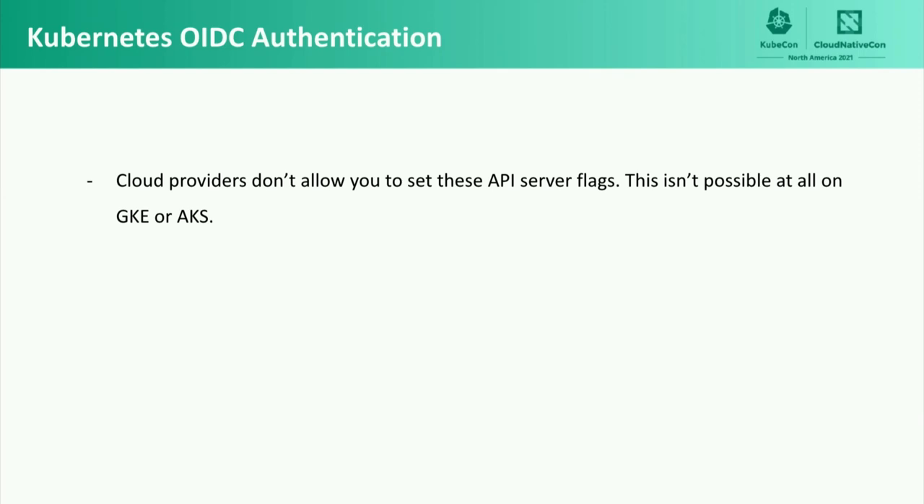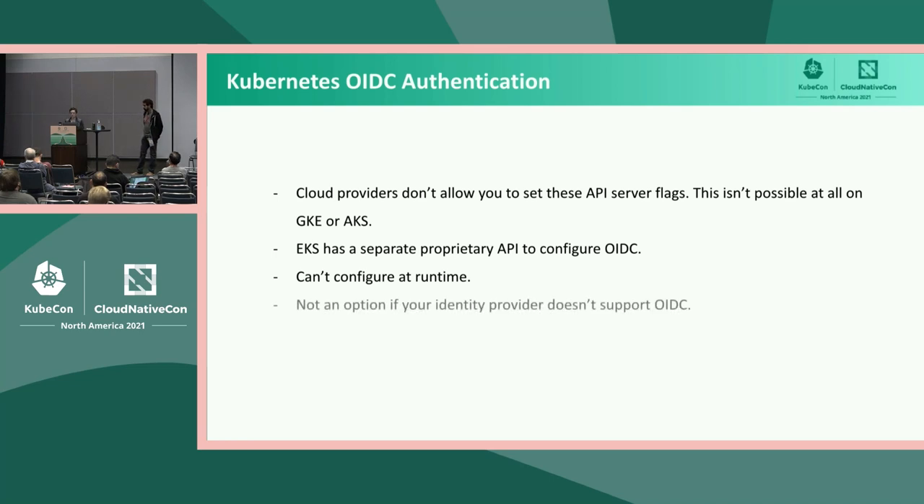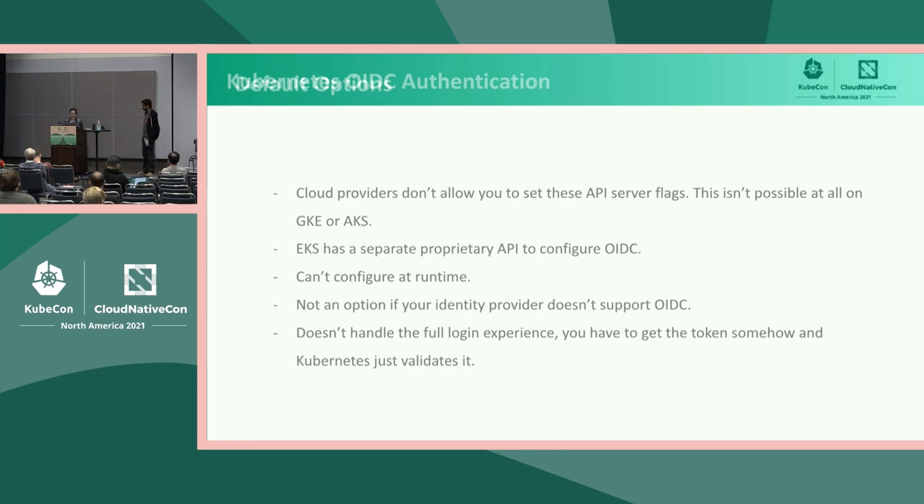But EKS actually does have the option of configuring OIDC using their own proprietary API. It's not a bad option if you're using EKS clusters and you have an OIDC identity provider. But if you're configuring the API server, even if you can do that, you still won't have the option to update your configuration at runtime. For example, if you want to rotate OIDC client credentials without taking down the cluster. And of course, if you're using an identity provider that doesn't support OIDC, like Active Directory or LDAP, you're out of luck. Not to mention, this is just a building block. Kubernetes doesn't help your users get JWT tokens, it just validates them.